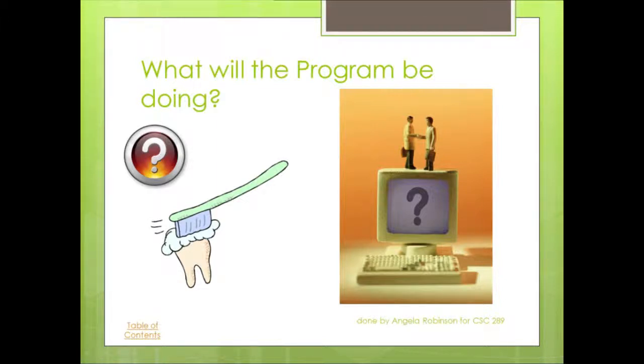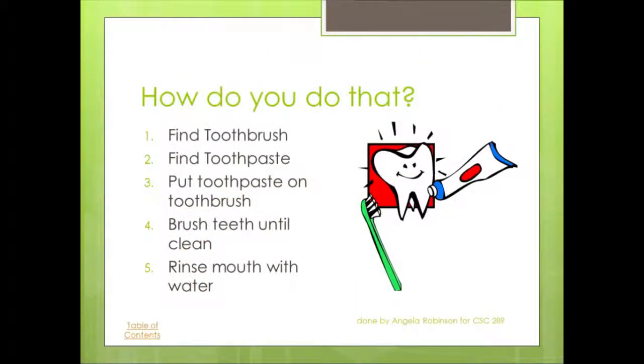Once you have figured out what the program will be doing, the second question you need to ask yourself is, what are the steps to accomplish the task that the program will be doing? Or put simply, how do you do that? To answer that question, you need to write down the basic steps of how to accomplish the task. These steps are called an algorithm. Let's take that everyday task that I chose earlier, brushing your teeth, and break it down into an algorithm.